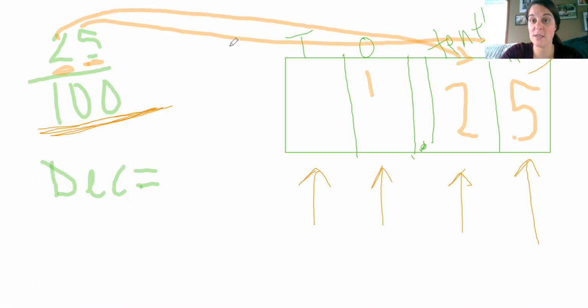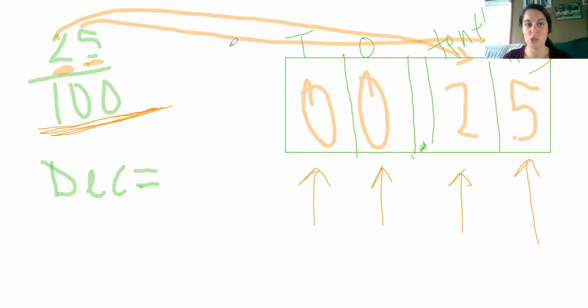Okay, how many ones? I have 0. How many tens? I have 0. So how do I represent 25 hundredths as a decimal? 0 point, right? Because I have 0 ones. How many tenths do I have? If I look at my tenths, I have 2 tenths.